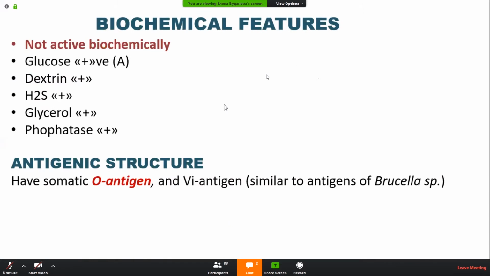Well, biochemical features. As intracellular parasites, very fastidious, they have no high biochemical activity. They utilize glucose with only acid formation. They can destroy dextrin. They can form hydrogen sulfide, and they possess phosphatase and glycerol activity. Being gram-negative, they have O antigen in the outer membrane of the cell wall, and they also have VI antigen, which is similar in structure, composition and activity to Brucella. That will be discussed after the tularemia causative agent.